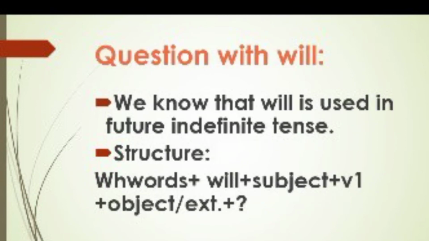Question with will. We know that will is used in future indefinite tense. The structure will be the W's word, then will, then subject, then verb in present form, then object or extension, and at the end you have to put a question mark. Let's see some examples, then we will have a clear idea.